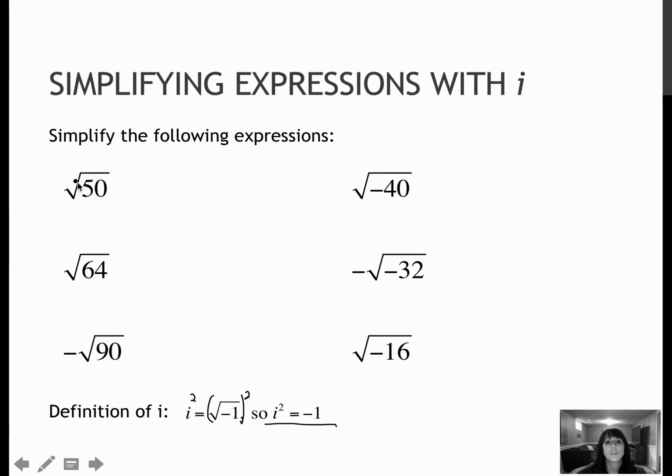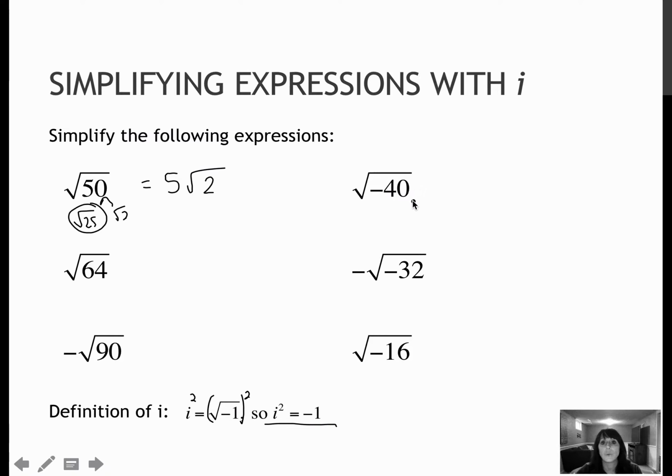When I simplify expressions with i, that just means whenever I get the square root of a negative 1, I'm going to take it to the outside and turn it into an i. So simplifying the square root of 50, this one doesn't have a negative, so I'm just breaking this down into radical 25, radical 2. Why did I choose 25 instead of 5 and 10? Because 25 is a perfect square. The square root of 25 is 5, the square root of 2 is ugly, so that has to stay inside. So 5 radical 2.